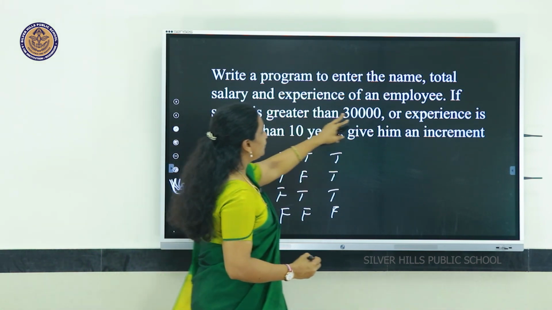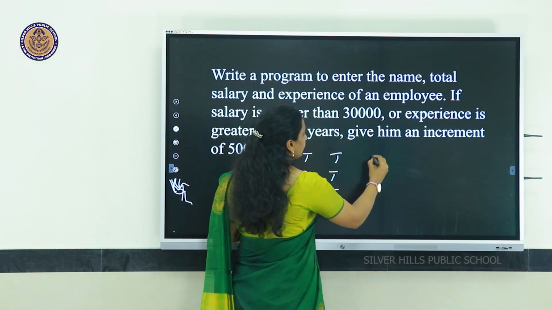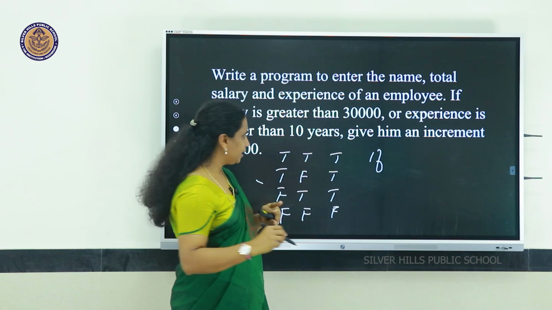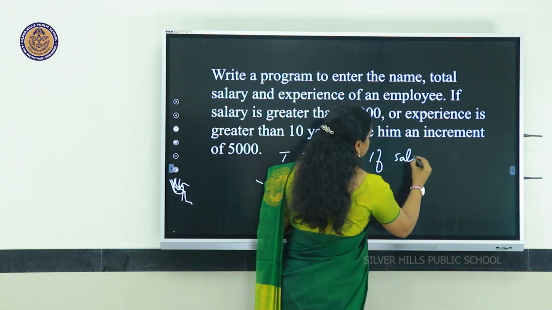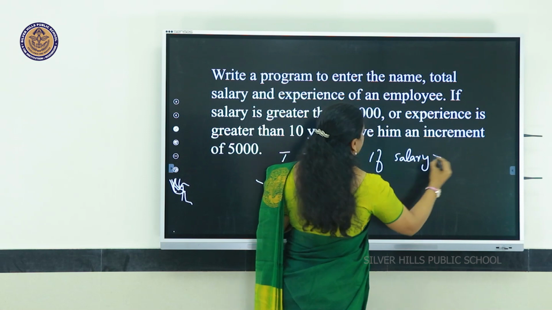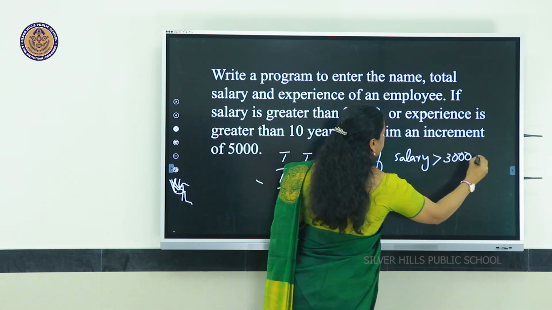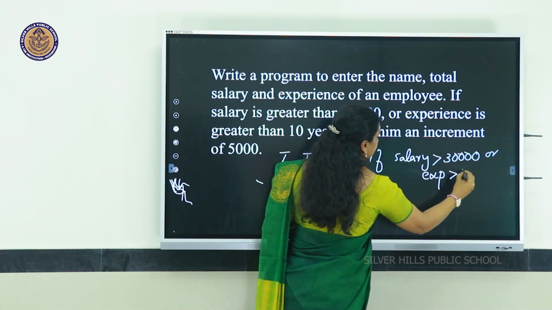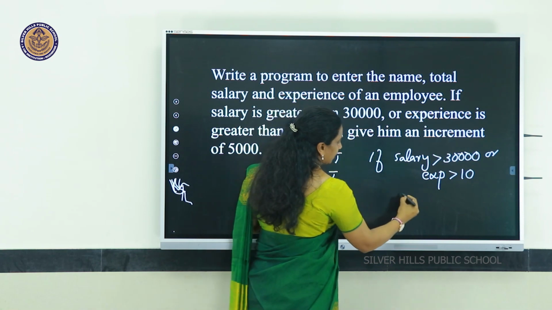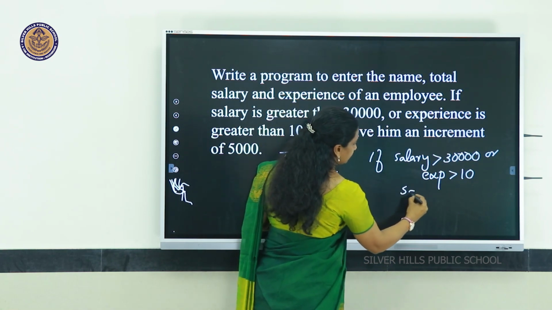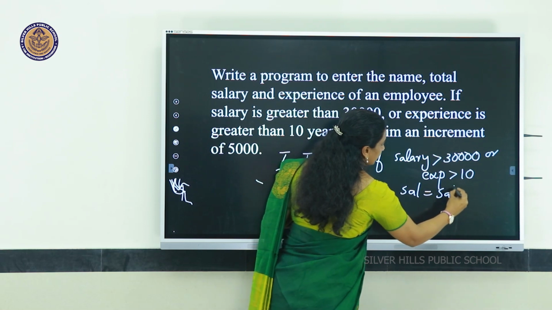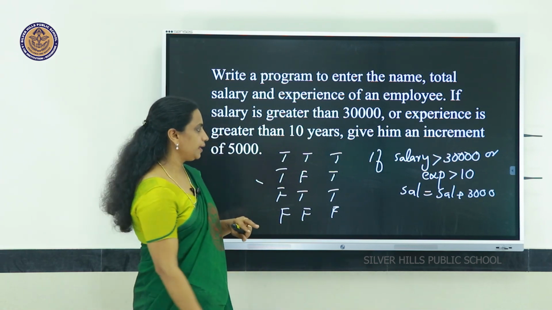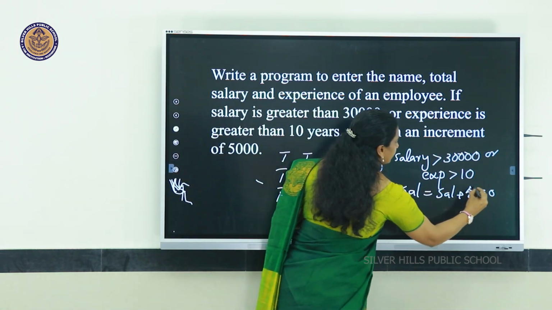Now, here also you have to join with logical operator. How you can write the program? If I am writing only that specified statement by using if salary greater than 30,000 or experience, EXP stands for experience, greater than 10 years, then you can have a proper indentation. Then you can write salary is equal to salary plus 5000. Whatever the increment you want to give, you can give it.